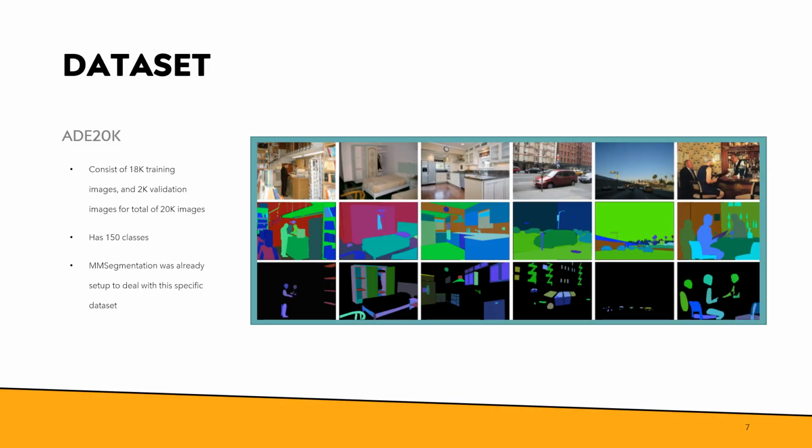The dataset used for this project is called ADE20K. The dataset consists of a total of 20,000 images, 18,000 of which are training and 2,000 for validation. It contains 150 classes, some of which are entire objects, others are considered parts of objects. For example, a car might be the object, but the car also has doors that can be identified.